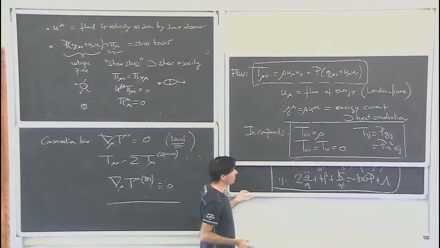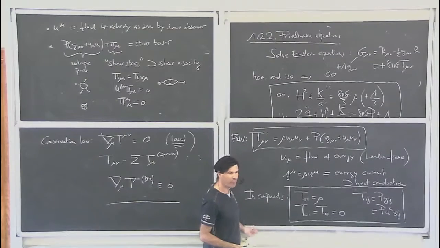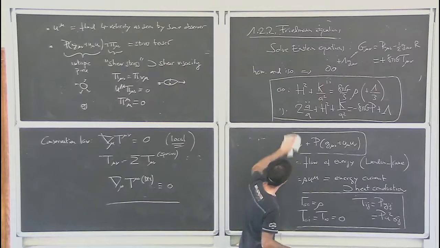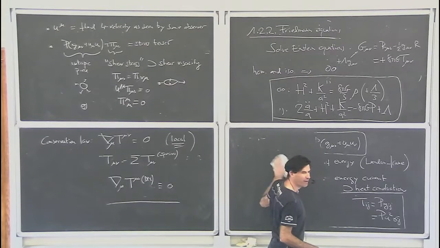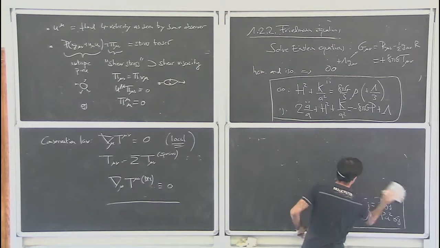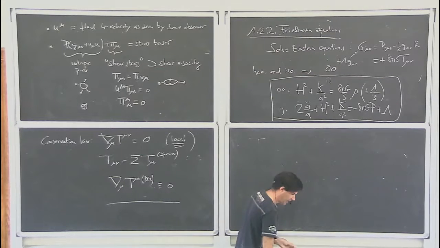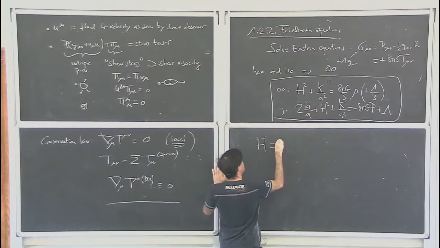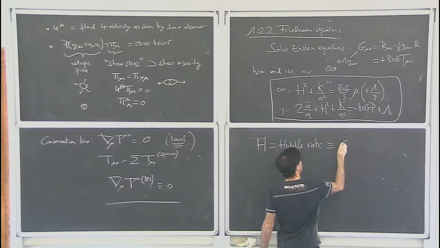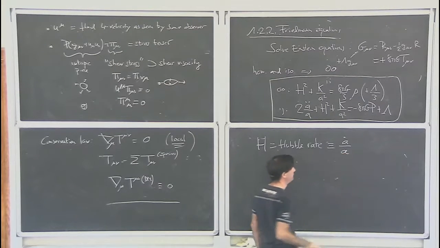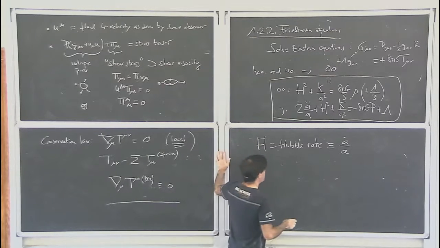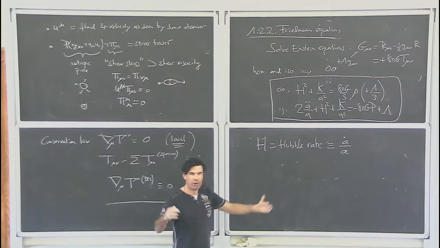Now I realize that I have not defined what the Hubble rate is, so it's probably time to do it now. What is H? We didn't really need it until now, but now it's time. H is the Hubble rate, and it's defined as a dot divided by a. Here I'm using the standard cosmic time. It basically describes the rate of expansion of the universe.